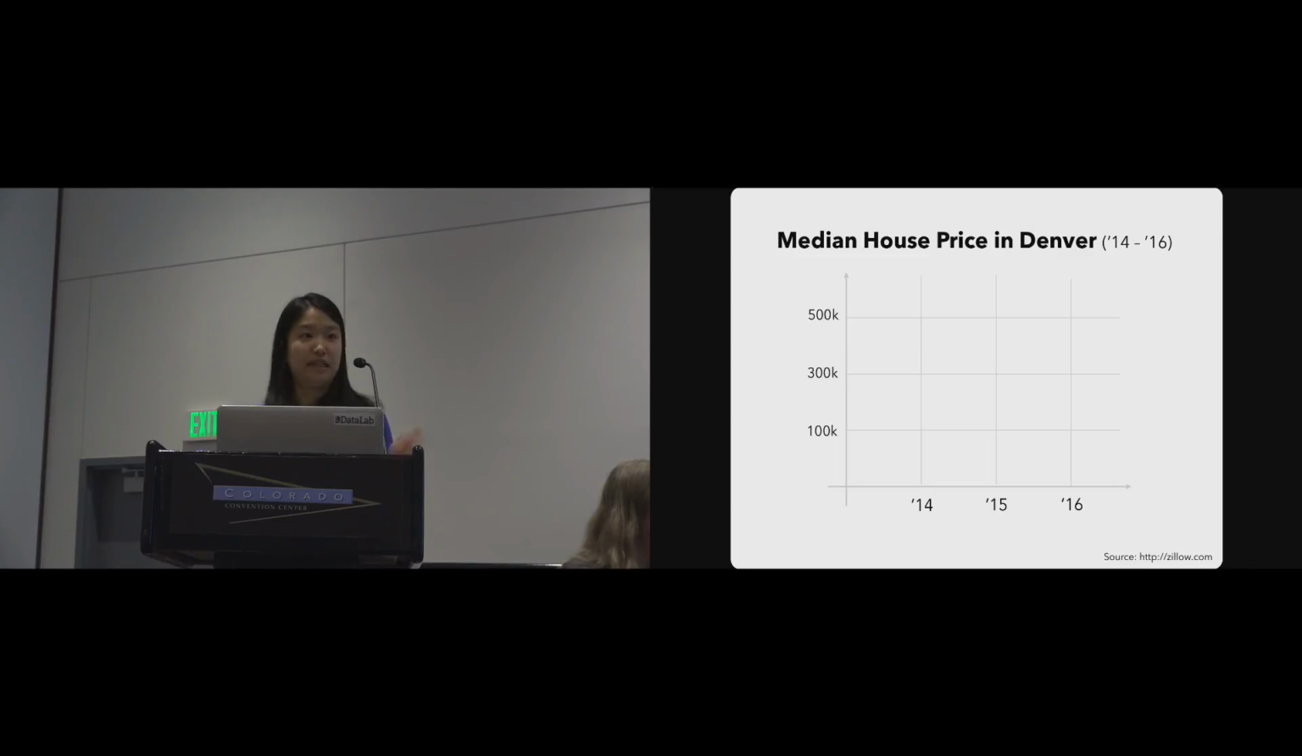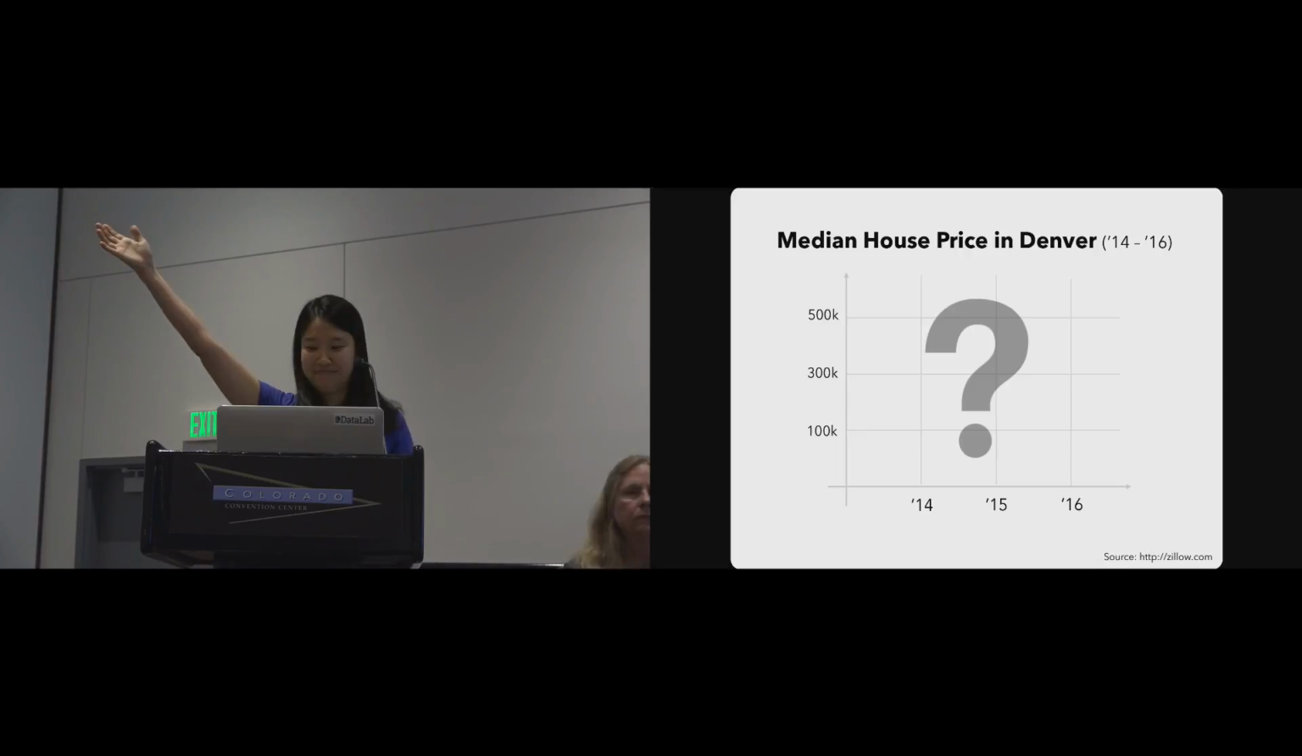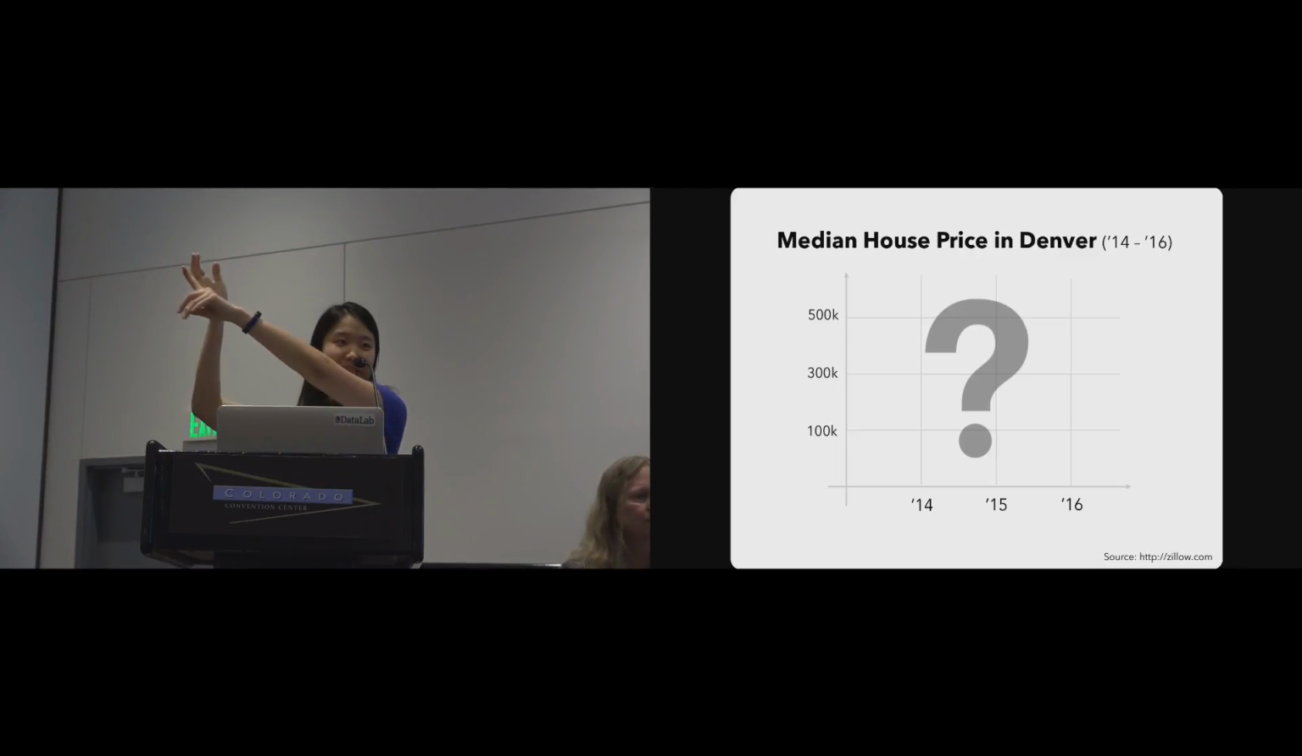I could just show you this data right now, but what if I ask you to imagine what it looked like first? So can everybody who is able to do it hold your arm out and indicate your prediction? So shoulder will be your 2014, and elbow will be 15, and tip will be 16.